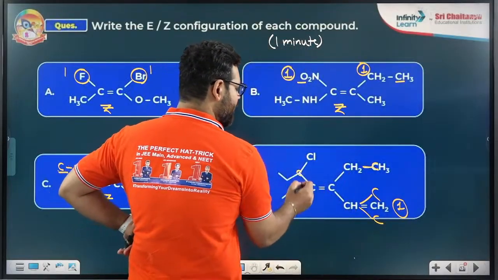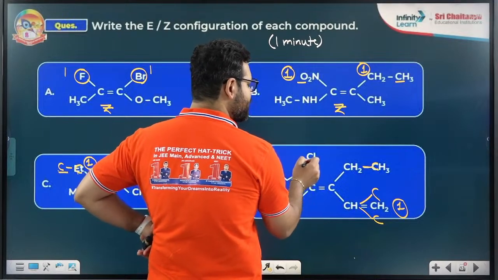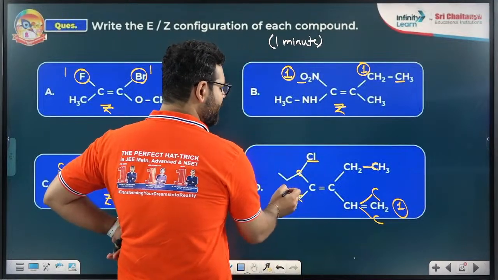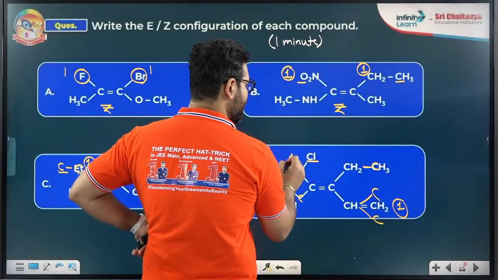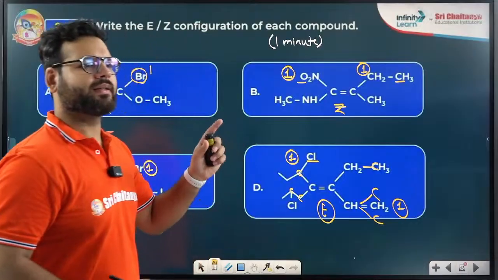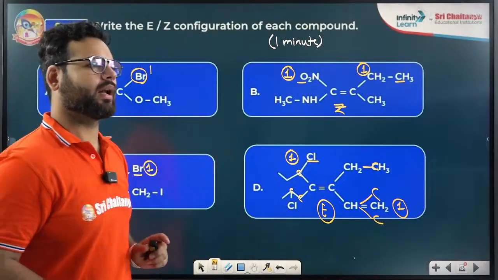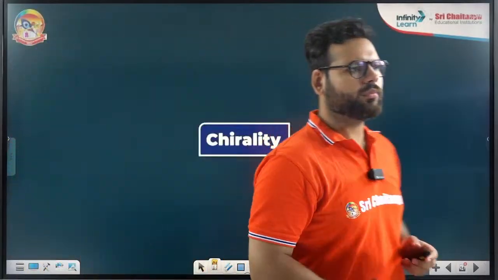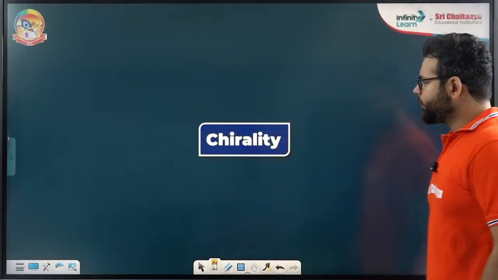This side, carbon, carbon, same. This carbon says I am attached to chlorine. This carbon says I am attached to carbon. So chlorine is the winner, rank 1. This is going to be E. So it is Z, Z, Z, E. Correct, correct. Good. Moving ahead, optical isomerism.